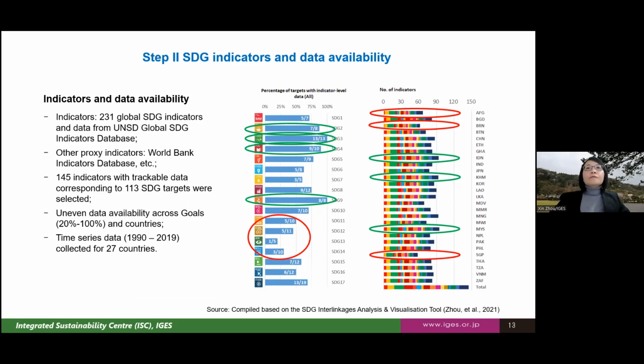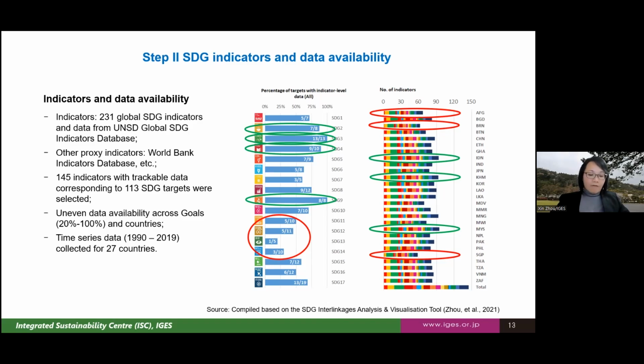For the indicators, we used 231 global indicators and the data from the United Nations Statistical Division's Global SDG Indicators database. For those SDG indicators whose methodologies were not established or for which data is not available, we used other proxy indicators from the World Bank indicators database and the databases of other UN and international organizations. As a result, 145 indicators with trackable data corresponding to 113 SDG targets were selected, and the time series data from 1990 to 2019 were collected for 27 countries.